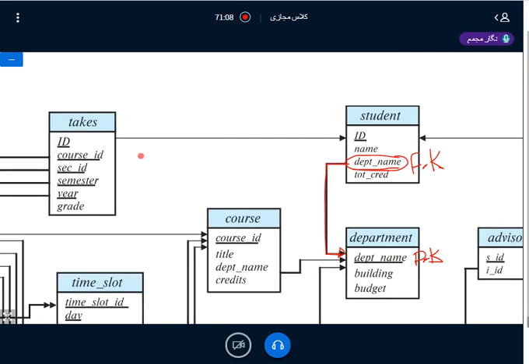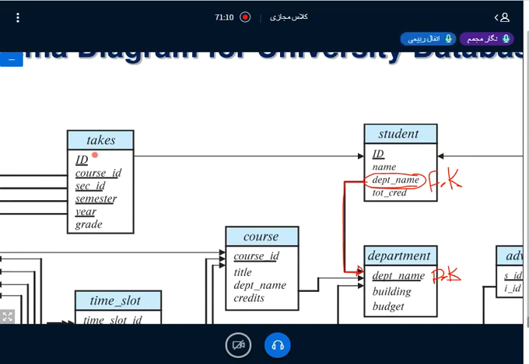For another example, here in table takes, ID in table takes is a foreign key because with this ID, I refer to another table, the table student, and with this I can get extra information, extra data about this ID.